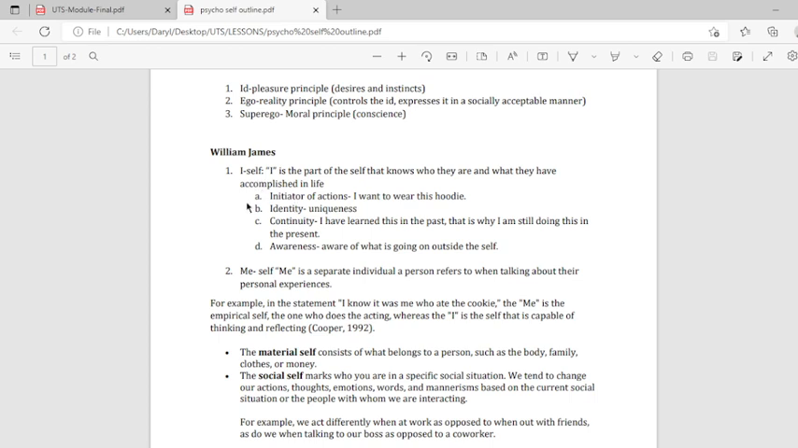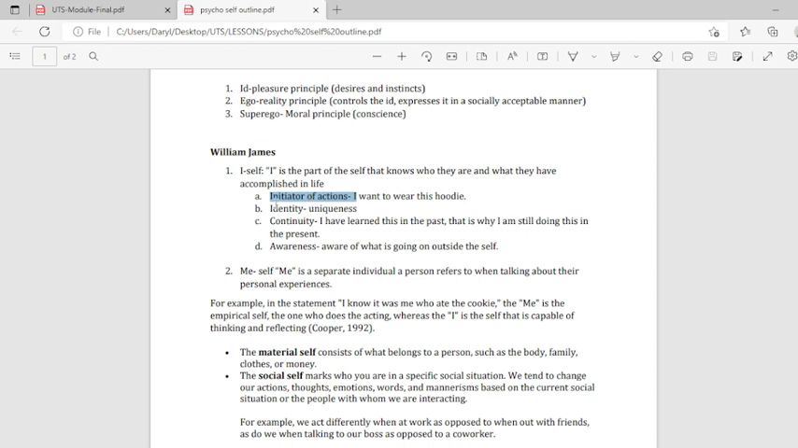Now, the I, guys, William James gave the characteristics of the I self, four of them. Okay, the first one, the initiator of actions. In the statement earlier, I know it was me who ate the cookie. It was the me who is acting, but the one who finds the origin of that action, who initiates the action, is the I. Okay? The me acted, but the one who initiated the action, who started the action, who decided to take action, it is the I. The me acts, the I initiates.